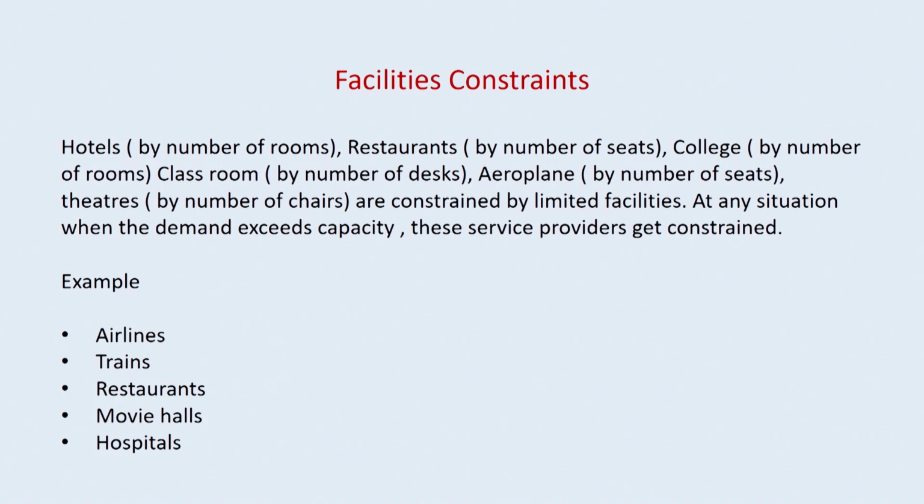The classroom, their capacity is measured in terms of the number of desks that they possess. An aeroplane, the facilities and services, their efficacy is measured in terms of the number of seats that they are holding in their airline. Similarly, a theatre, their efficacy is measured in terms of the number of chairs accommodated in that particular setup, and they all are constrained by the limited facilities. So at any situation when the demand exceeds the capacity, these service providers get constrained, and this is experienced in the airlines industry. We are having trains, restaurants, movie halls, and the hospitals are also recognized in the same sense.